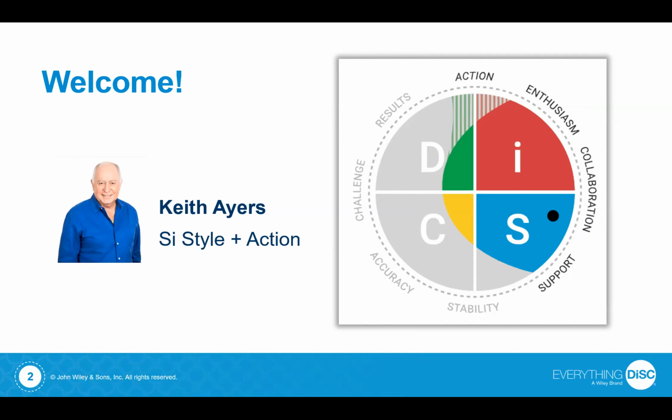That's my profile on the right. So you can see where my dot sits. I'm in the S quadrant, but very close to the I. So it's an SI style. And I have an additional priority on action up on the DI scale up the top there.